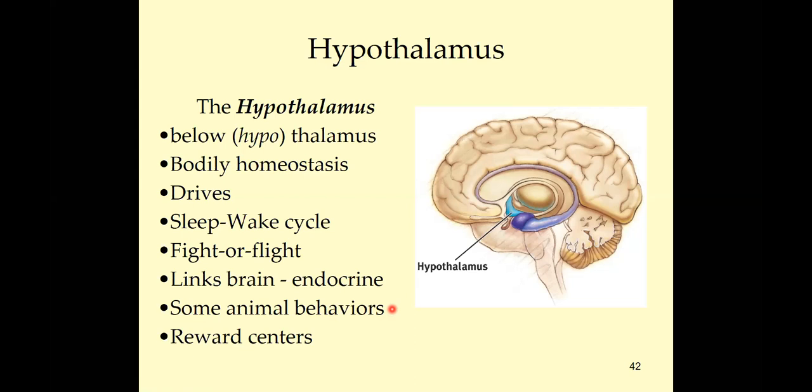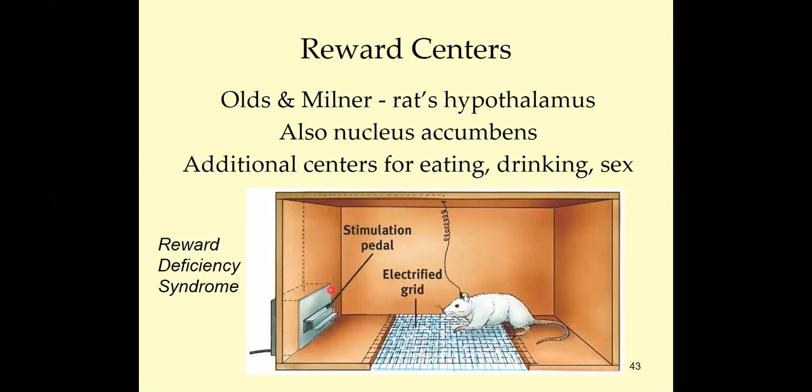They also discovered reward centers in this area as well. And Olds and Milner, years ago, when actually trying to undertake studies of other parts of the brain, misimplanted the electrode into the rat's hypothalamus. And they found something very strange about the rat's behavior.